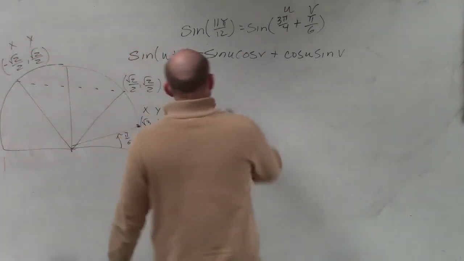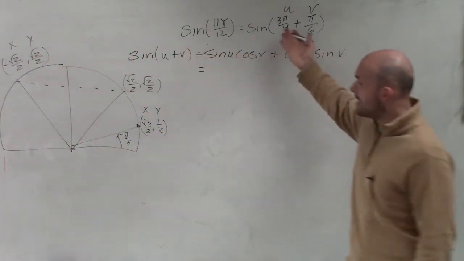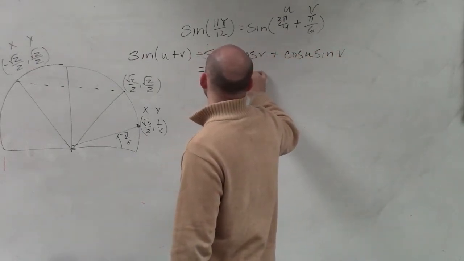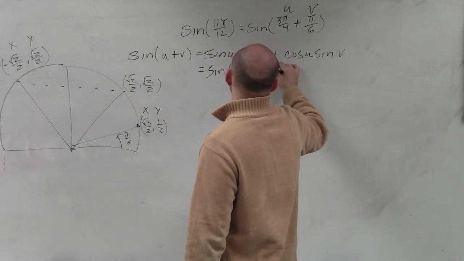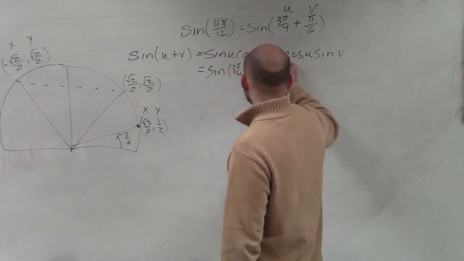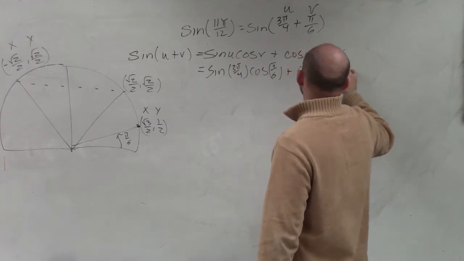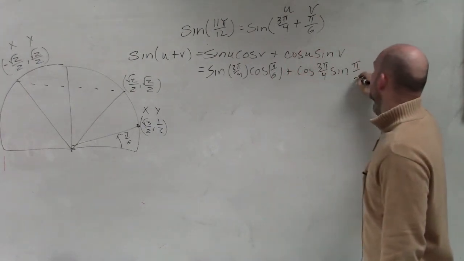So now all I'm simply going to do is plug in my angles. I want to evaluate for the sine of 3 pi over 4 times the cosine of pi over 6 plus the cosine of 3 pi over 4 times the sine of pi over 6.